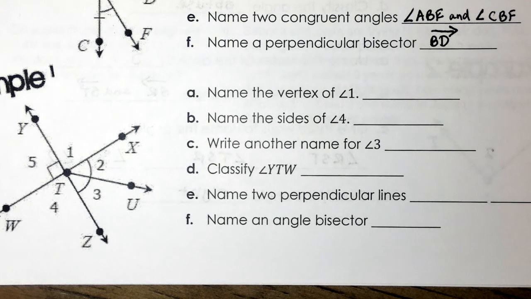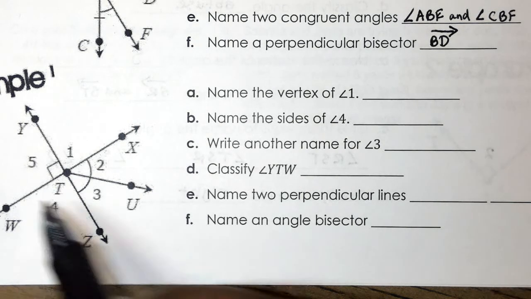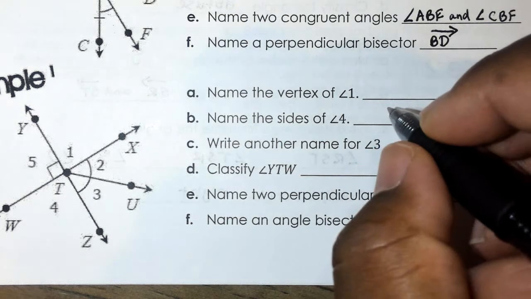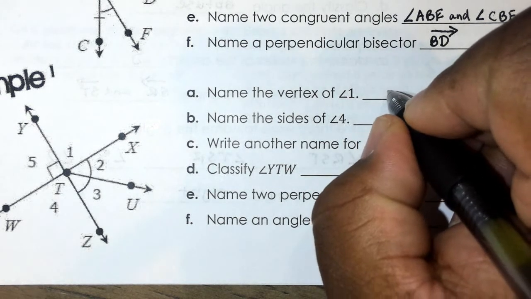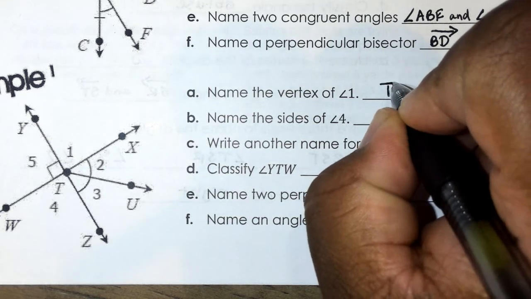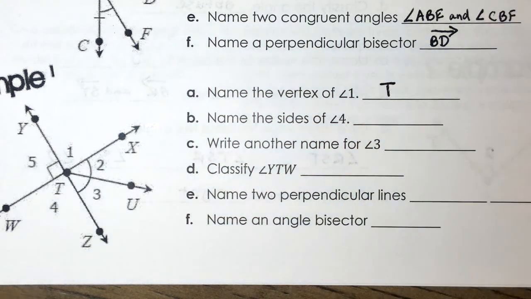Alright, and so you should have noticed too where they got the numbers going in this one, and they're naming the angles with the numbers. So the vertex of angle 1 would be T. Honestly, it's the vertex for all the angles, if y'all notice.